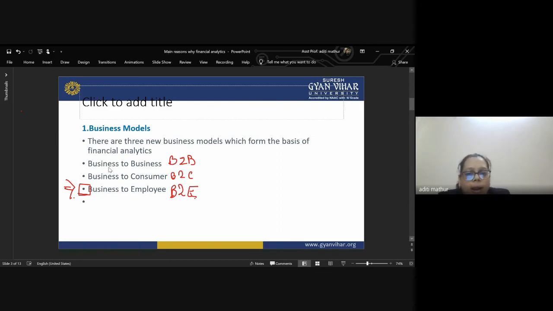So homework, right? Try to find out what this model is about, business to employee, right? And we will discuss it in the next class, that what is business to employee, the new business model which has come up, right? So we will learn about that. But if we talk about why we need business analytics data, so first one is the business model, that which type of a business model do you have. Are you into B2B? So if you are into B2B, your data analytics will be different, and you will be needing it for the different purpose, right?